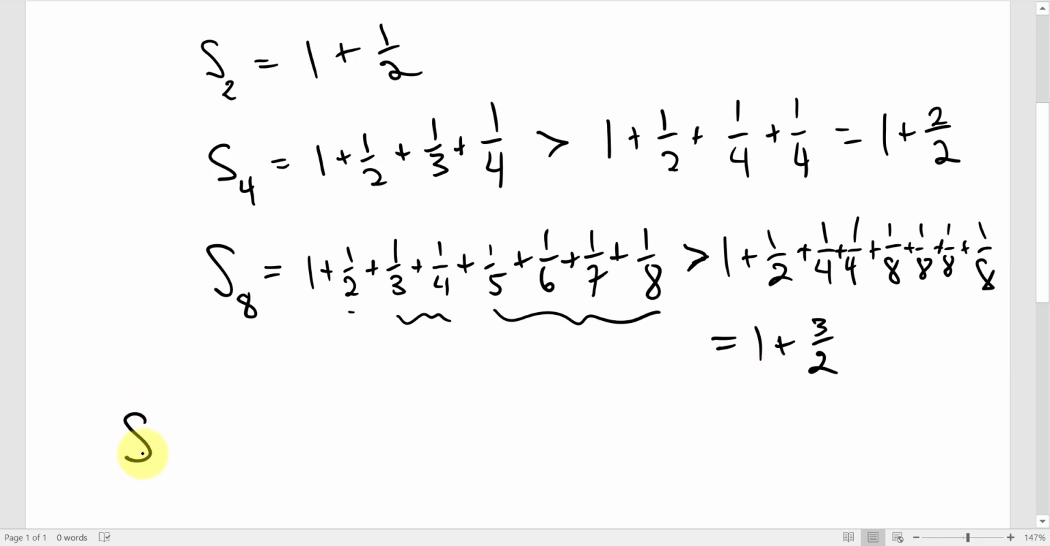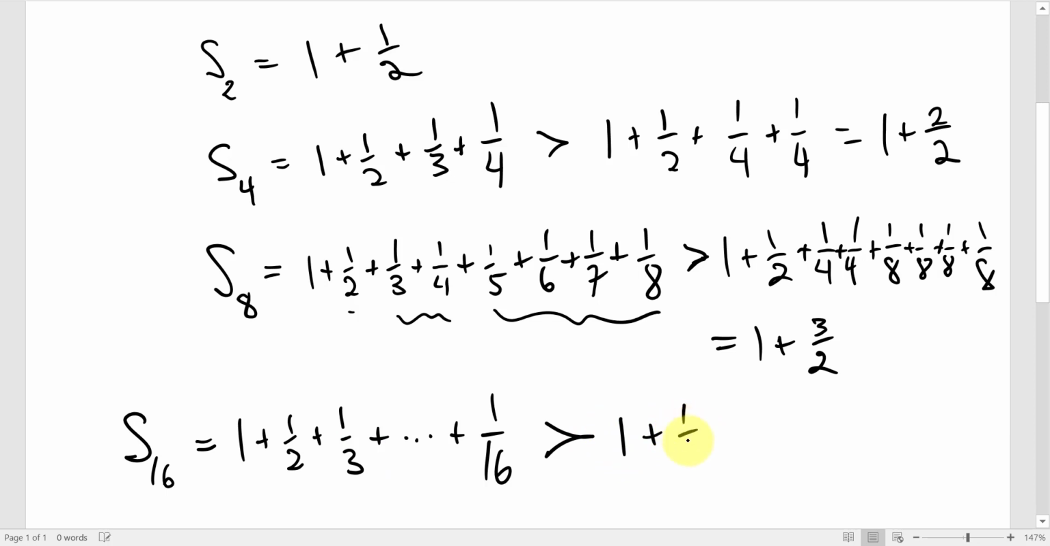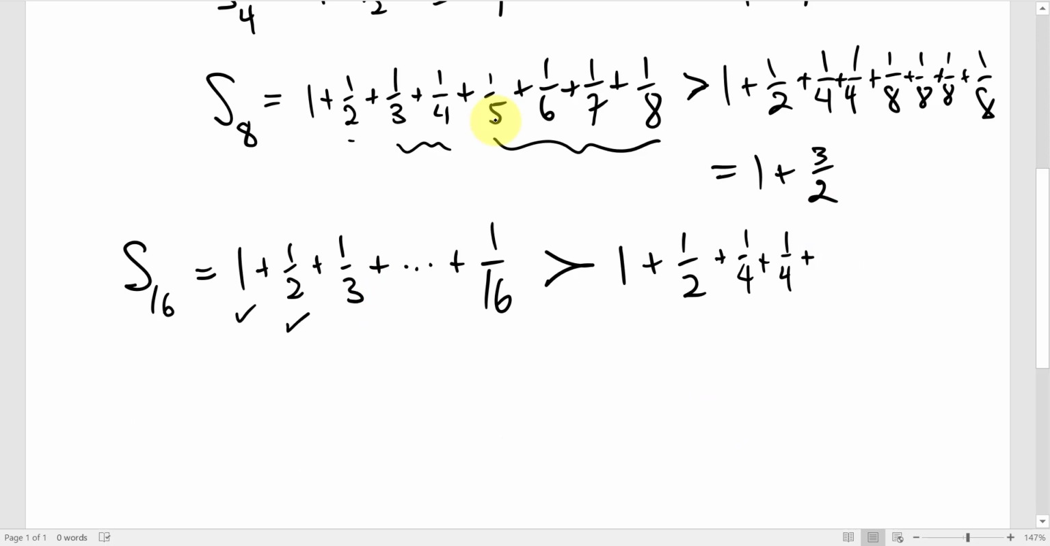Let's do just one more. If I say the sum of the first 16 terms, and now I won't write them all out because that will get kind of exhausting, we'll go all the way up to 1/16. And that will be bigger than, and if you think through the pattern that I'm going to follow here, I'm going to say 1 plus a half. That's the 1 and that's the half. And then I'll do the 1/3 and the 1/4. I'll switch them both to fourths. And then for the 1/5 through the 1/8, I will say just change them all to 1/8.